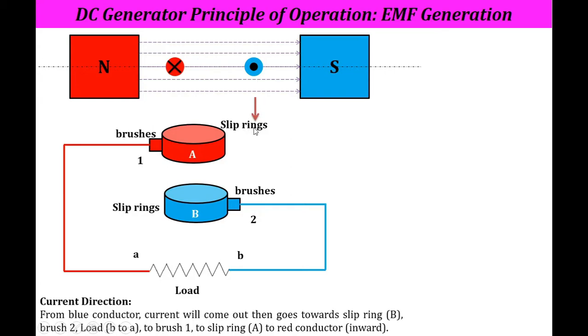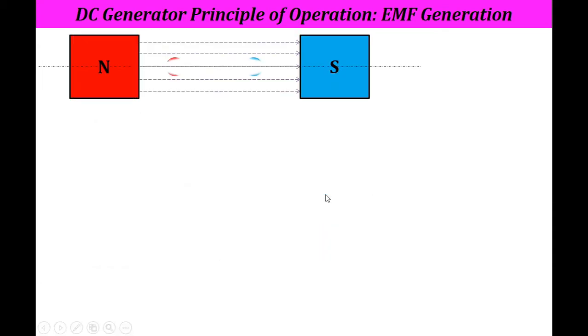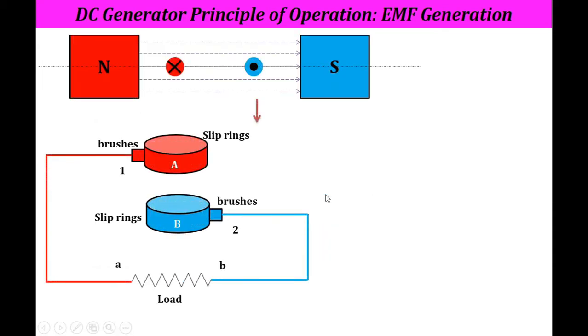The current comes out. After that, it reaches slip ring B. Then this is brush 2. Then this is the direction of the current. So here, if you observe, whatever the direction of the current is through a load, the direction of the current through a load is always from B to A in this case.